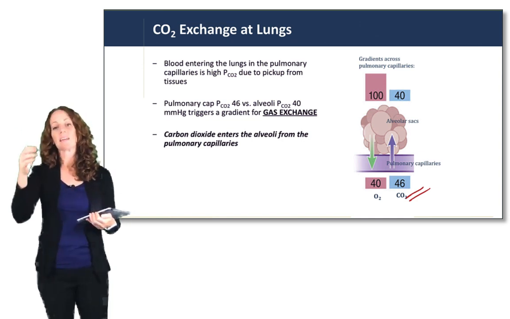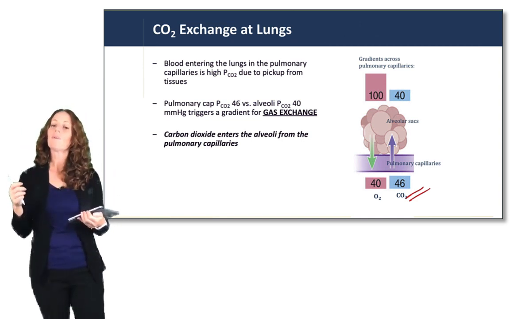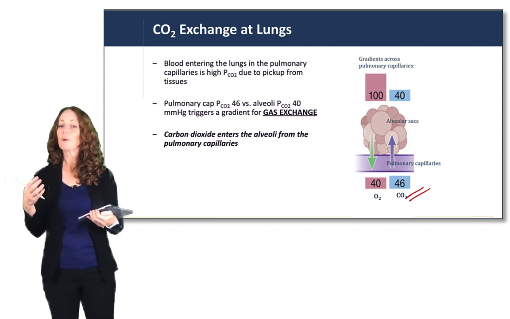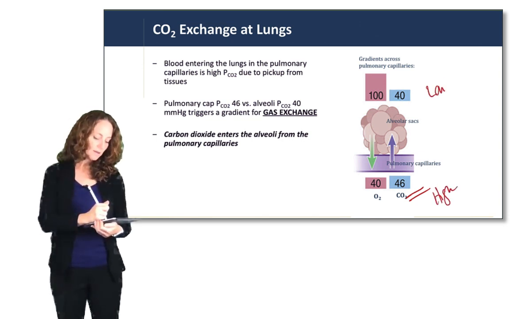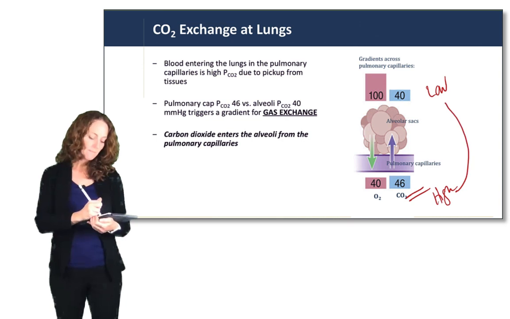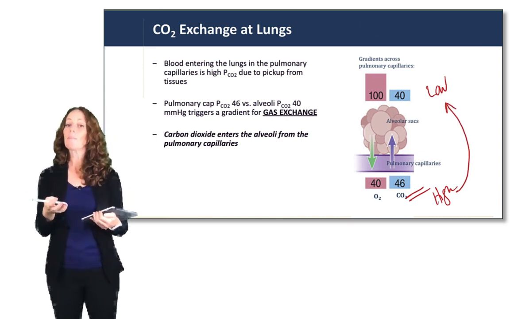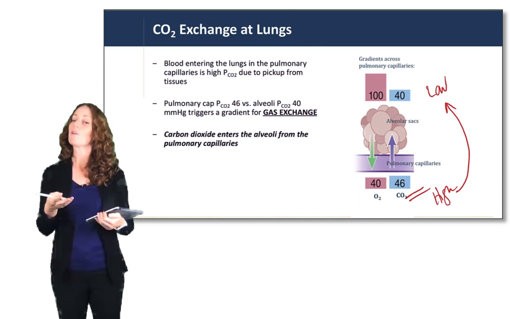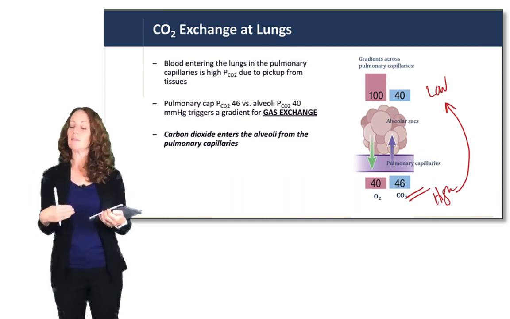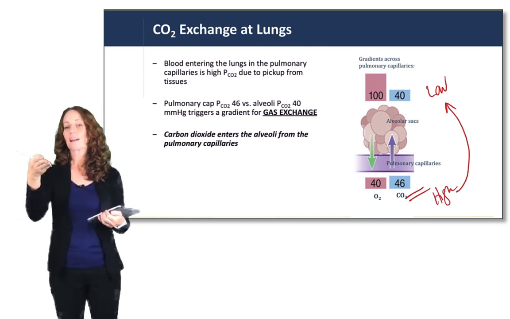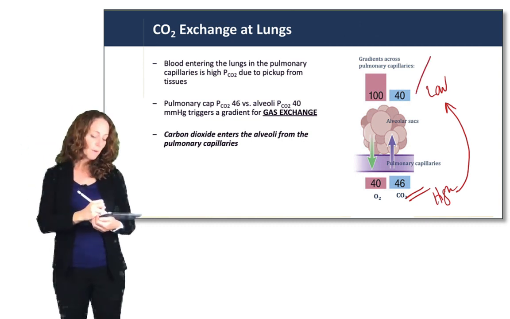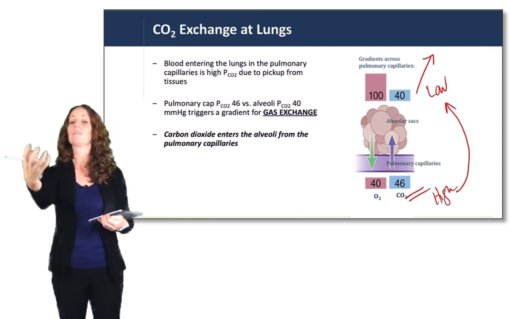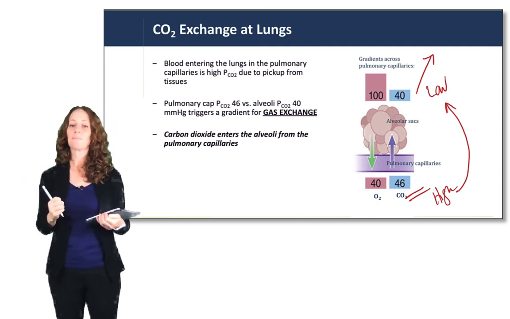That's going to be mixing with the air in the alveoli. The alveoli have a CO2 pressure of 40. So again, now we have a high to low gradient moving from the pulmonary arteries, the pulmonary capillaries, into the alveoli. This is how the CO2 leaves the blood and enters the air sacs. CO2 now leaves the blood, goes into the alveoli where it can be expired and released out into the atmosphere.